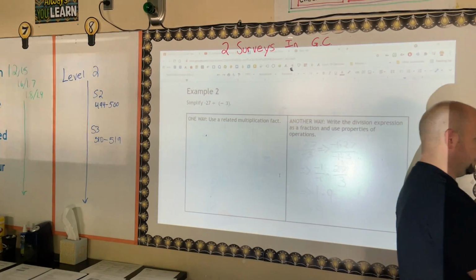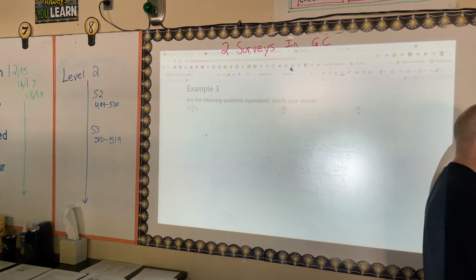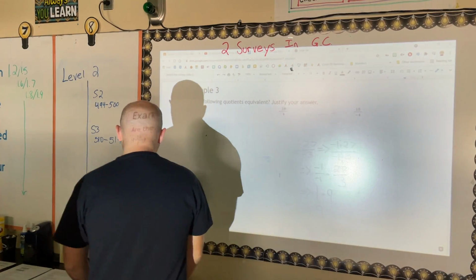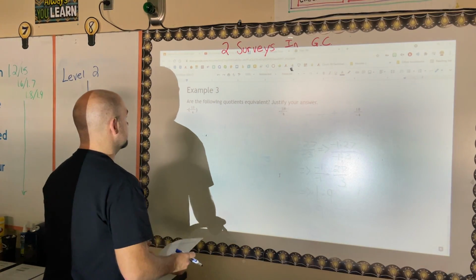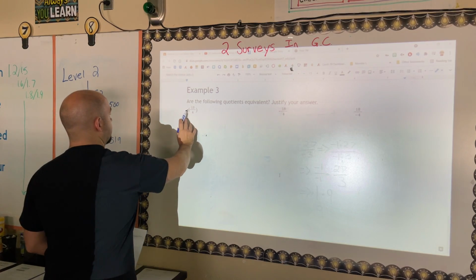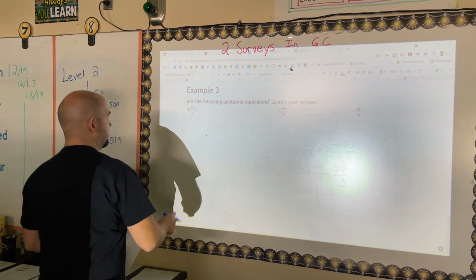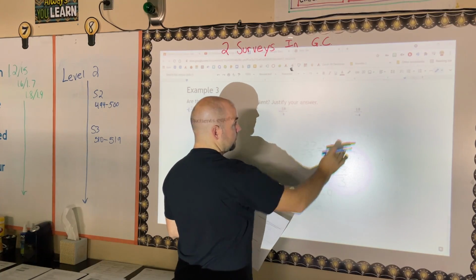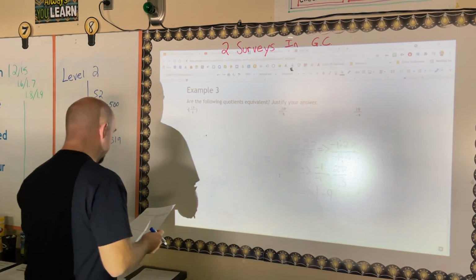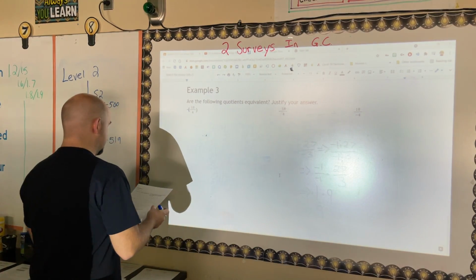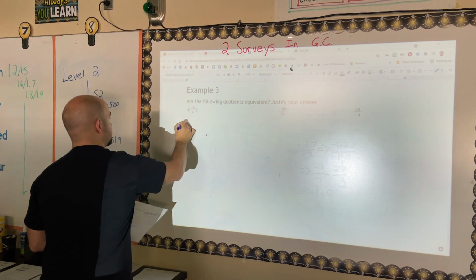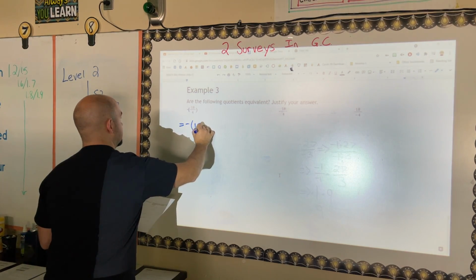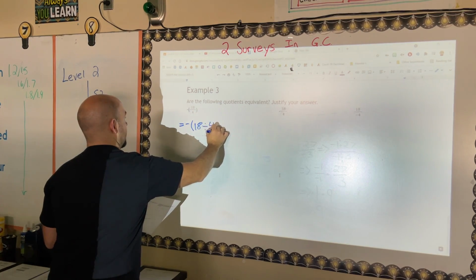One more example. Are the following quotients equivalent? You have negative with the parentheses 18 over 4, or a plain old negative 18 over 4, or 18 over negative 4. Well, let's simplify these out to see what they look like.